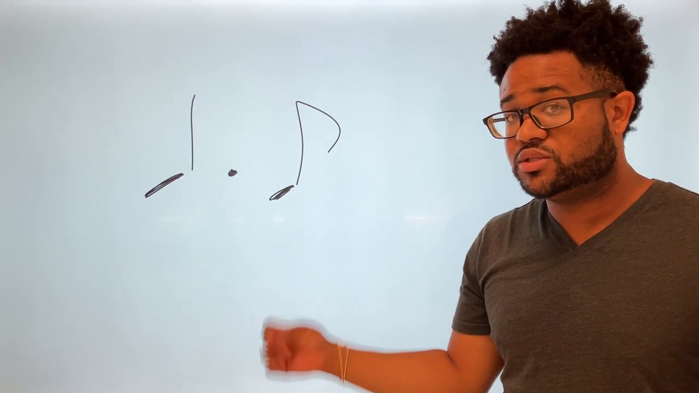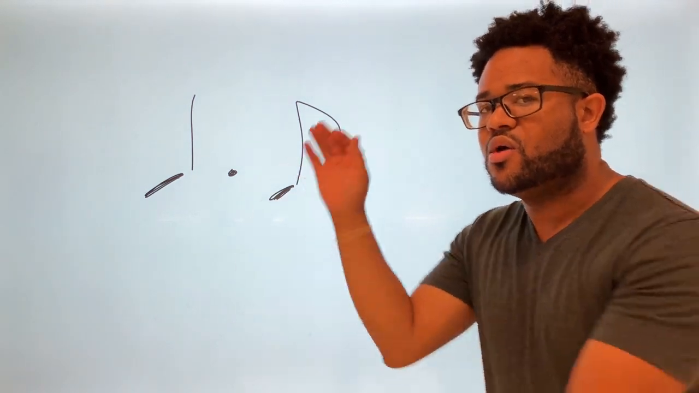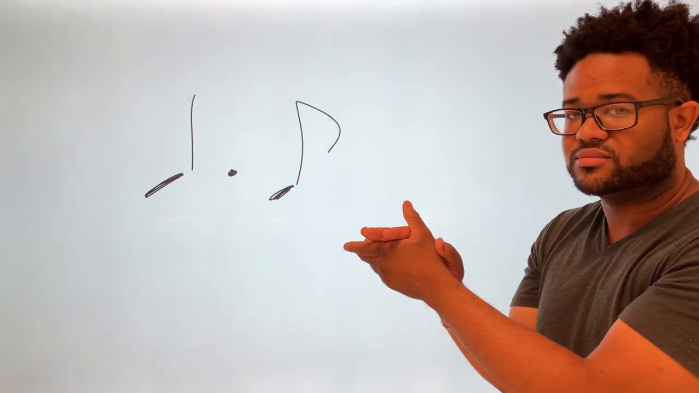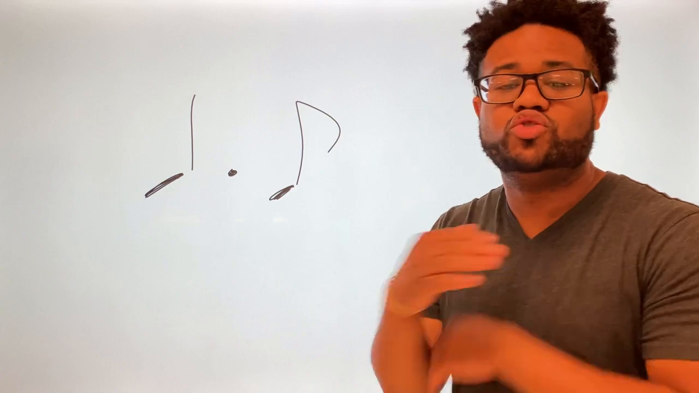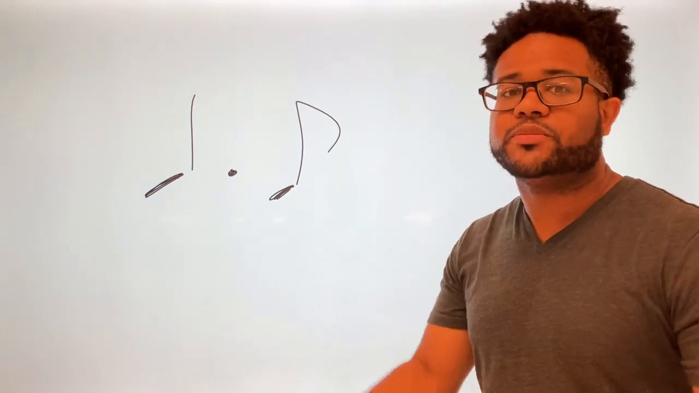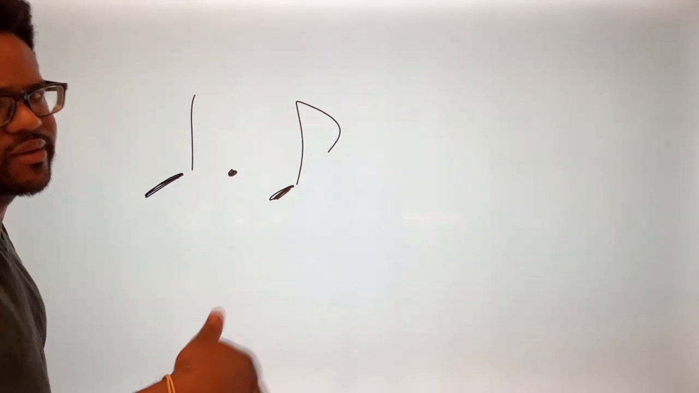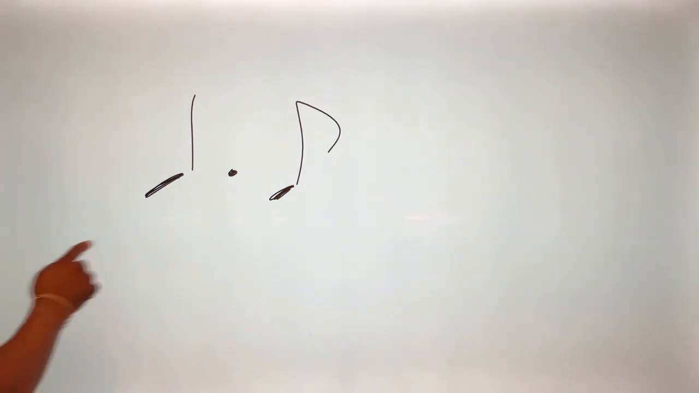Ready? 1 and 2 and, ready and go. 1 and 2 and. Y'all got it. Let's do some rhythms, clap them, and then if you have a question at the end, just rewind, do the video again. All right, let's do it.